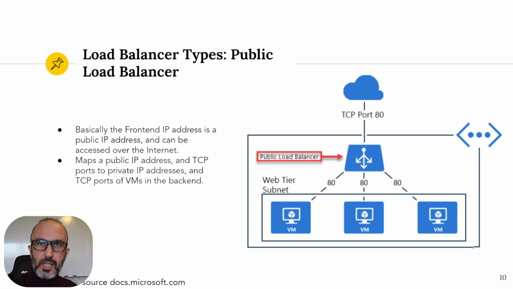Let's now talk about the types of Azure Network Load Balancer. We have two types: a public load balancer and a private or internal load balancer. A public load balancer is basically a load balancer with the front-end IP being a public IP address. This IP address could be accessed over the internet, and it would be translating, mapping those public IPs and TCP ports to private IPs of your virtual machines within your virtual network within your Azure subscription.